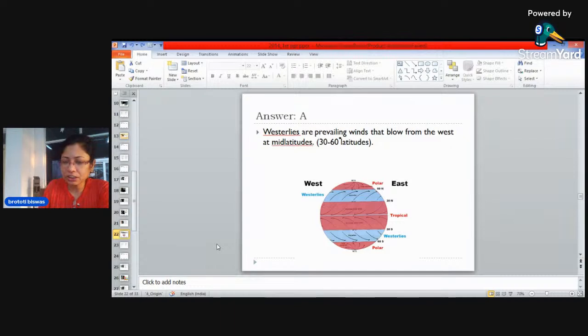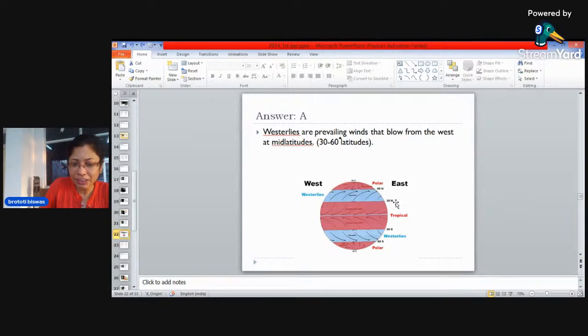So, what are westerlies? Over here on the screen, you have been given what westerlies are. Westerlies are prevailing winds that blow from the west at mid latitude, from 30° north to 60° north latitude. This is westerlies. So what are westerlies? These are global or permanent or prevailing winds.